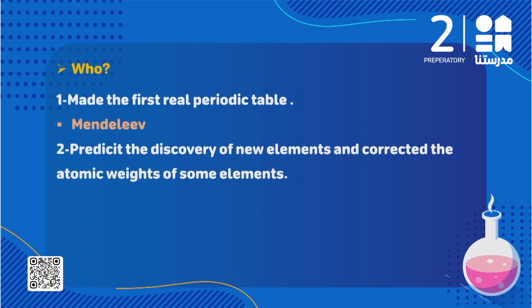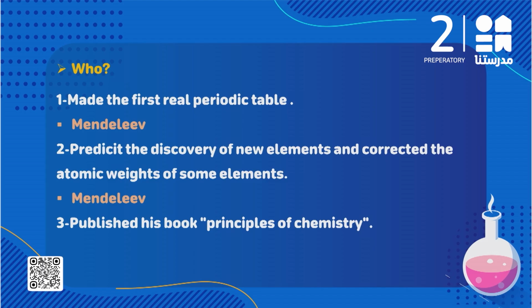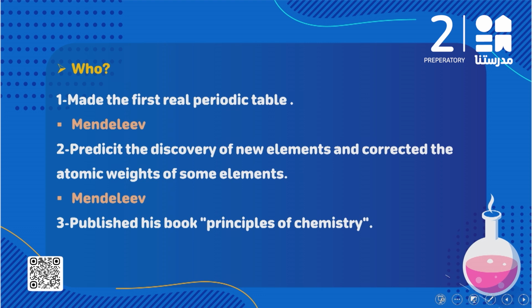طب who predicted the discovery of new elements and corrected the atomic weights of some elements؟ طبعا of course ده كان مين برضو؟ Mendeleev. Who published his book Principles of Chemistry؟ احنا قلنا he made the first real periodic table and published it in his book which is called the Principles of Chemistry. طبعا ده مين برضو؟ Mendeleev.